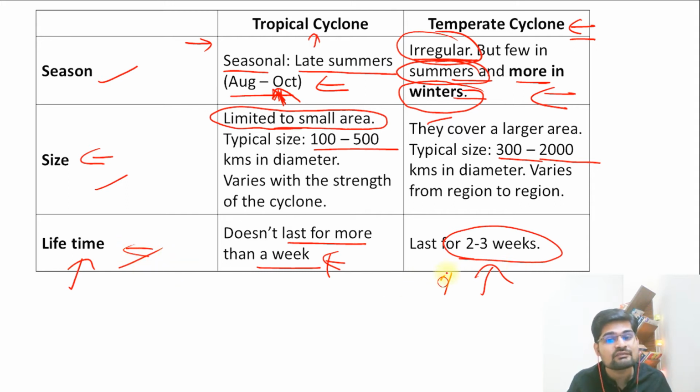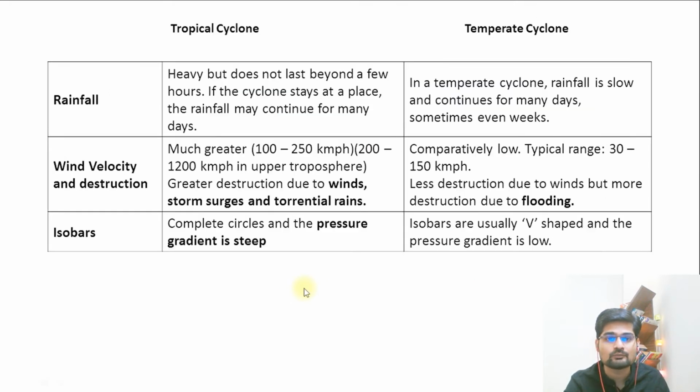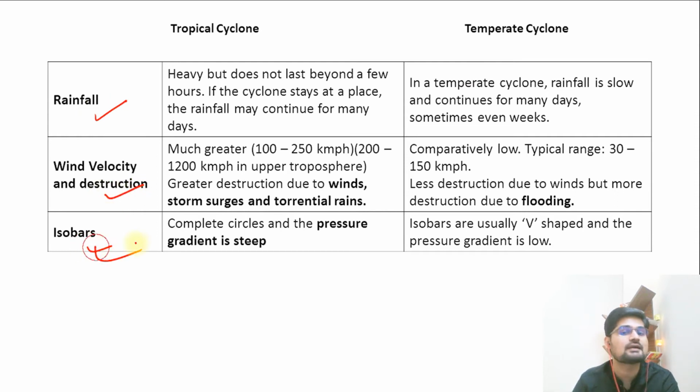So it has more life and tropical has less life. That is important here. Now, if you look into this comparison in terms of rainfall, wind velocity and destruction, and isobars, what is the difference? Let's see.